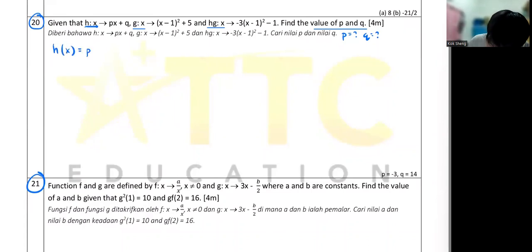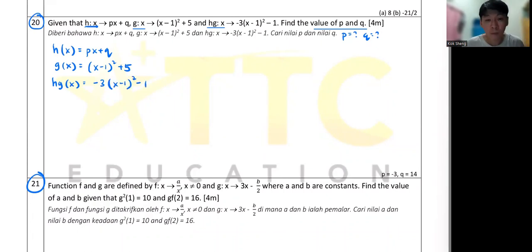We have the function h, g, x what minus 1 square plus 5, okay? And one more is the composite. Okay, everything should be correct. Don't miss out anything. A negative and a number. Okay, so back to here, number 20, right? Since we don't have any object here given to you, so how are we going to find the answer for P and Q?